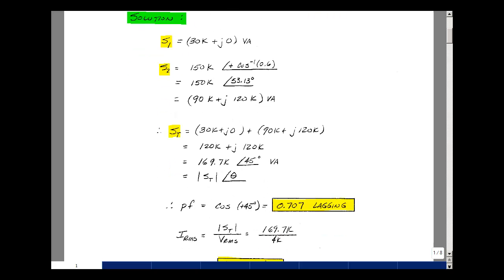The overall power factor then for this total would be the cosine of the angle, plus 45 degrees. So it would be 0.707, and because it's positive, it's lagging.